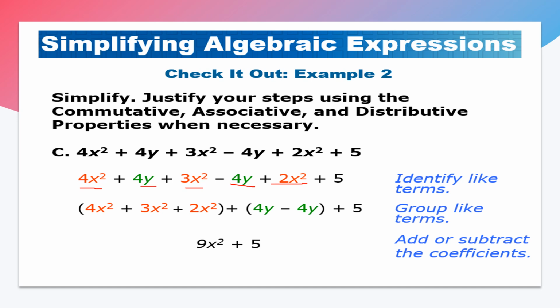So 4 plus 3 plus 2, that is 9x squared. And since this one is plus 4y and this is minus 4y, they cancel out, which is equivalent to 0. So just add. So we have now 9x squared plus 5.